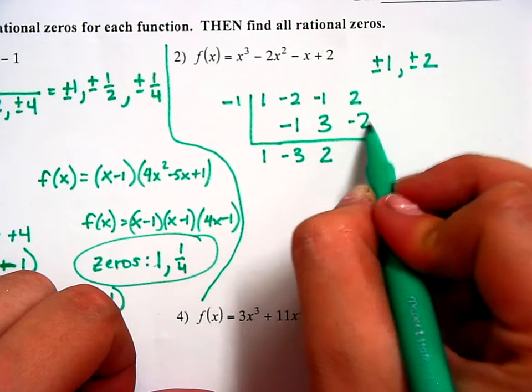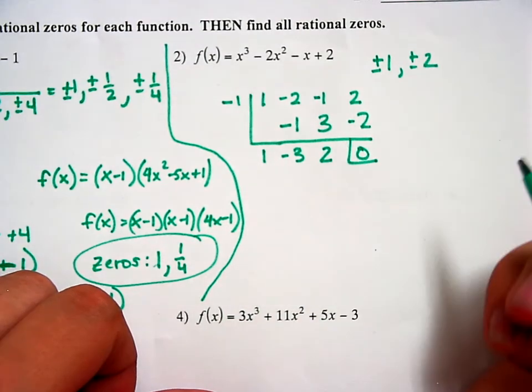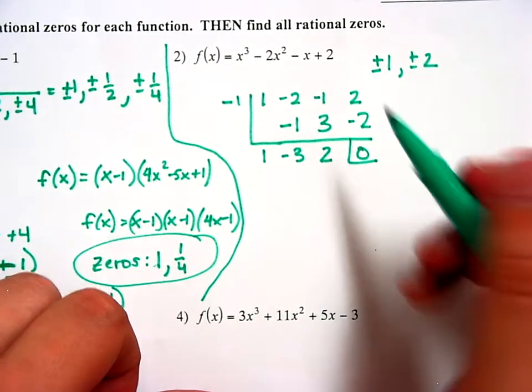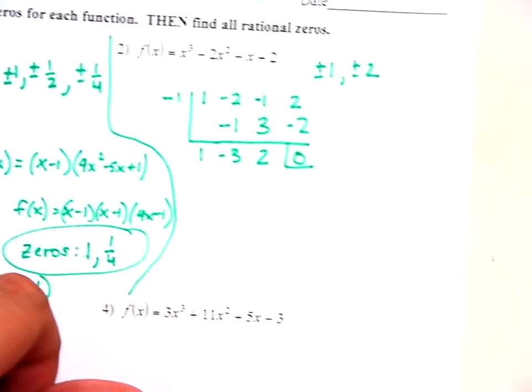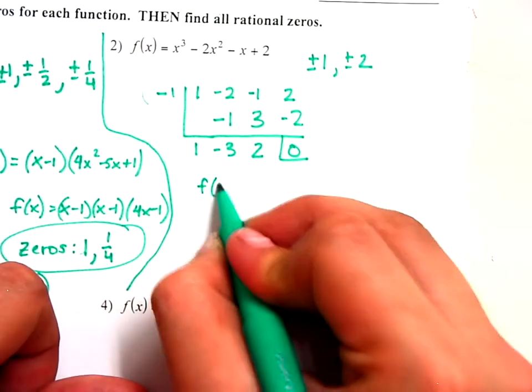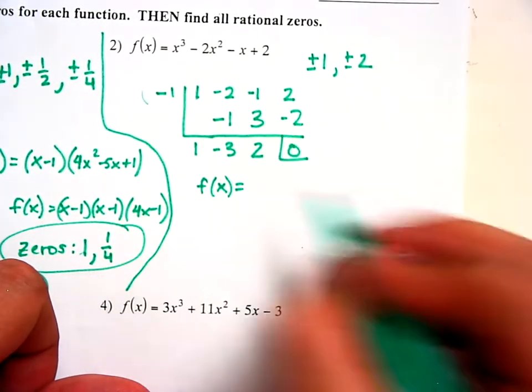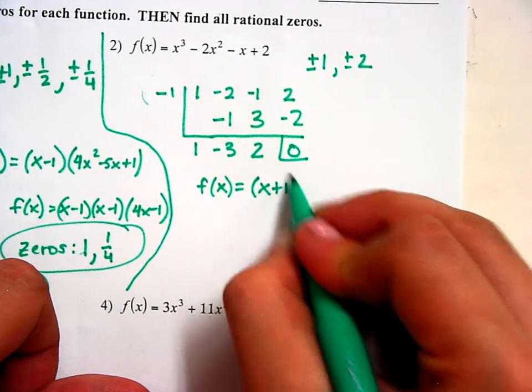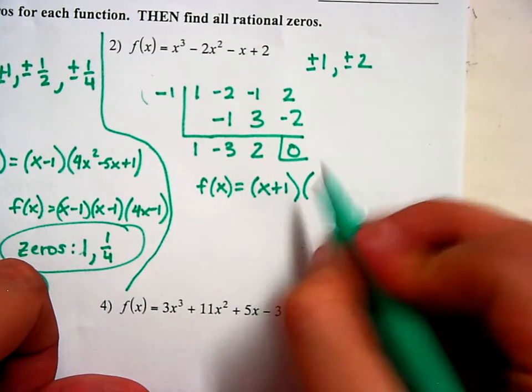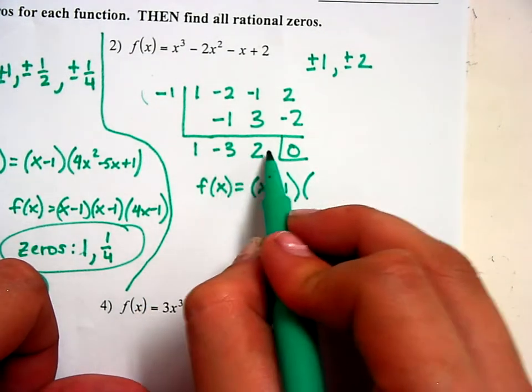Multiply, and add. Hey, guess what? I got a remainder of 0, so -1 is a root. So I can now write this as f of x equals, well, if -1 is a root or a 0, then that means x plus 1 is our factor. Then use these coefficients to write what's left.